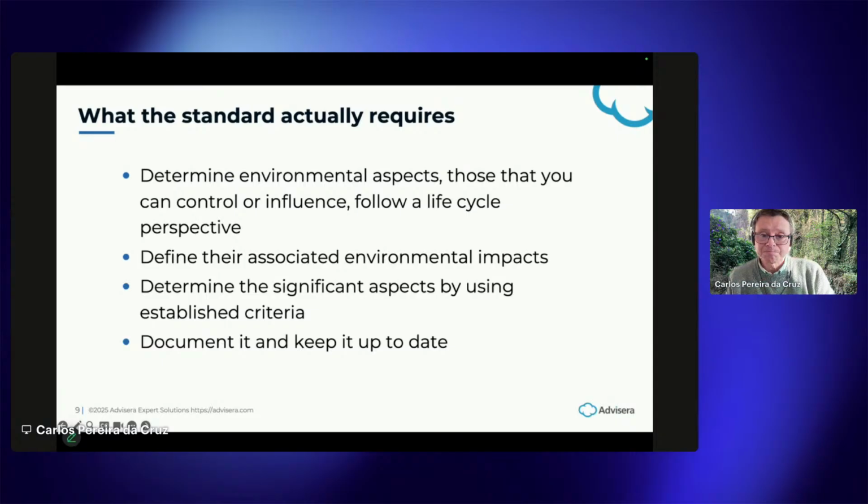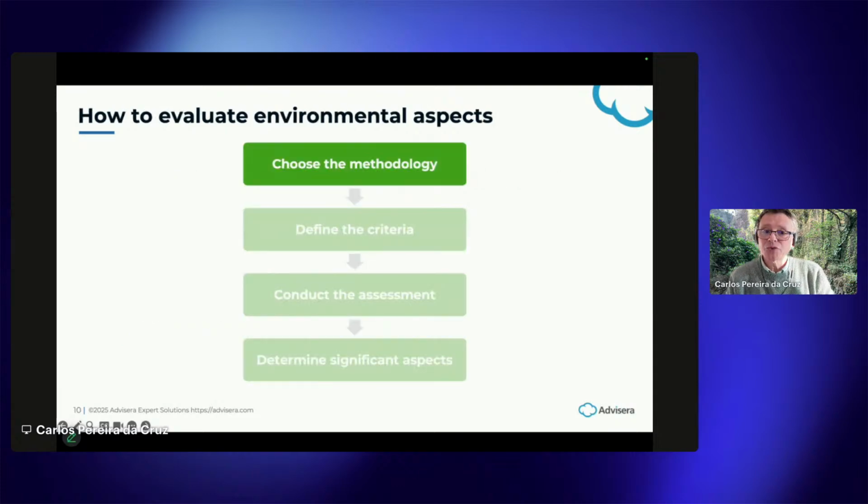Okay, now, how to evaluate environmental aspects. So choose the methodology. It's very important to adopt a methodology that gives repeatable and consistent results to determine which of the organization's environmental aspects are significant. This methodology for evaluating aspects is like having a sieve, to separate what is relevant, what is really important, from what is not so relevant, not so important.